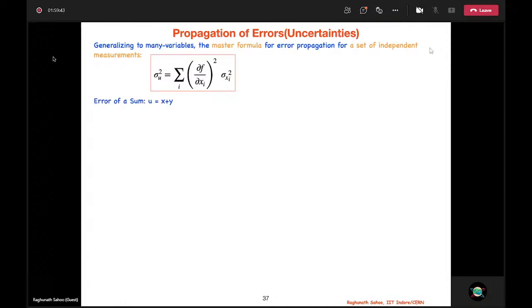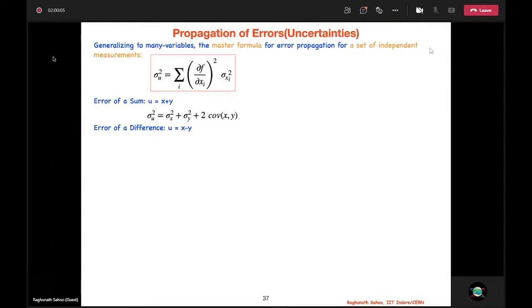So let me give you a couple of examples so that you digest that easily. The error of the sum where u is equal to x plus y. This formula will give you, again I am writing the general formula for the sum, that is why the covariance term is there. So this is simply sigma x squared plus sigma y squared.